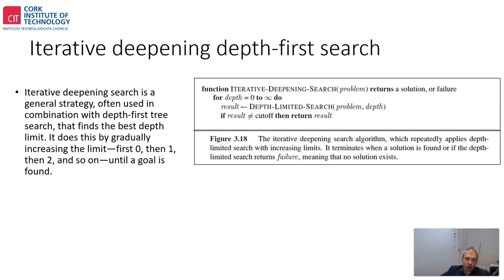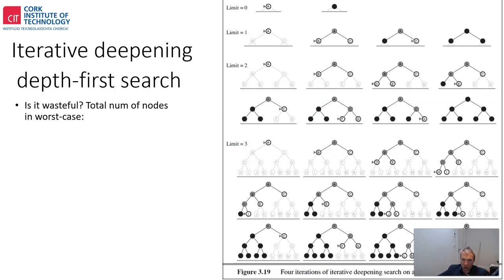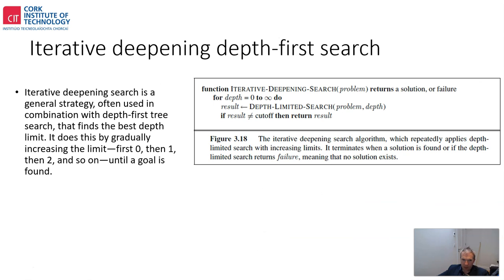Now iterative deepening search is a general strategy often used in combination with depth first tree search that finds the best depth limit. It does this by gradually increasing the limit, first 0, then 1, then 2, and so on until a goal is found. So rather than specifying an ultimate depth like in depth limited search, we do an iterative deepening depth first search, where we go down the tree gradually and increase the limit as each limit is reached, which is kind of the solution I was thinking of in the back of my head. And it makes sense.